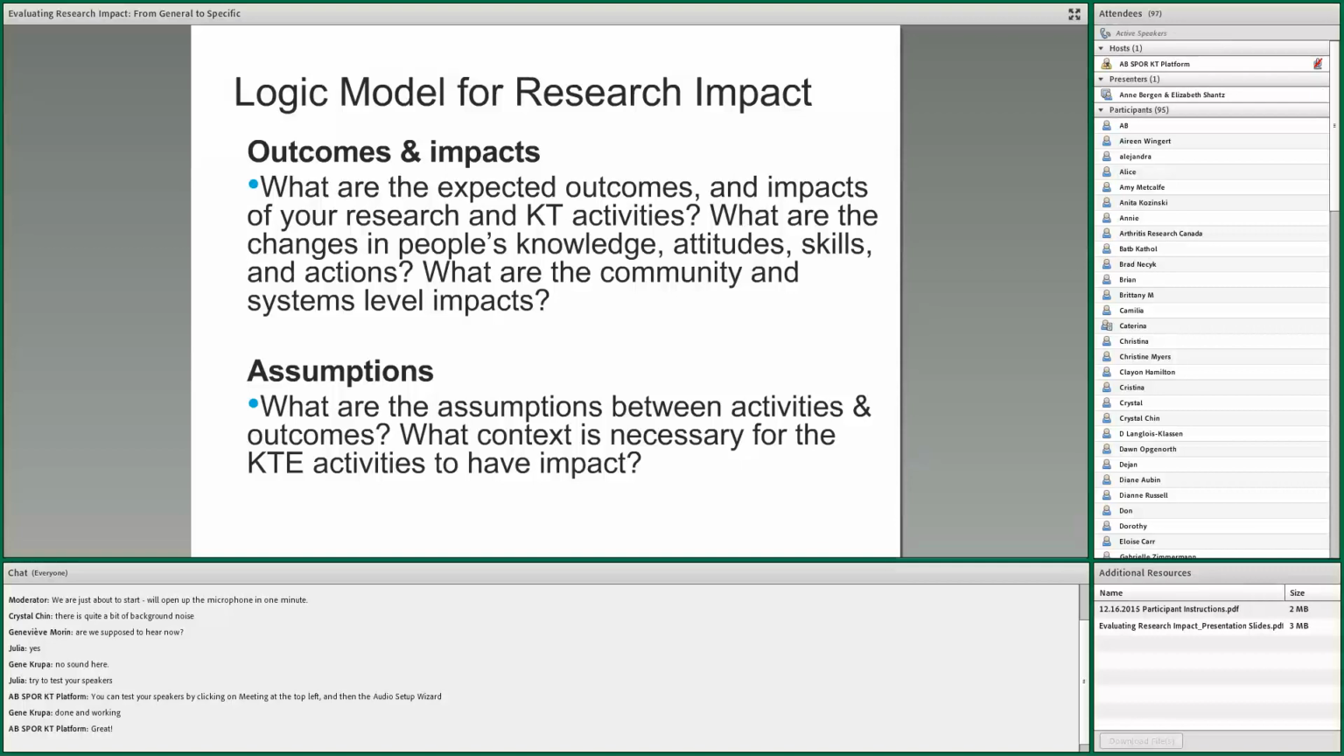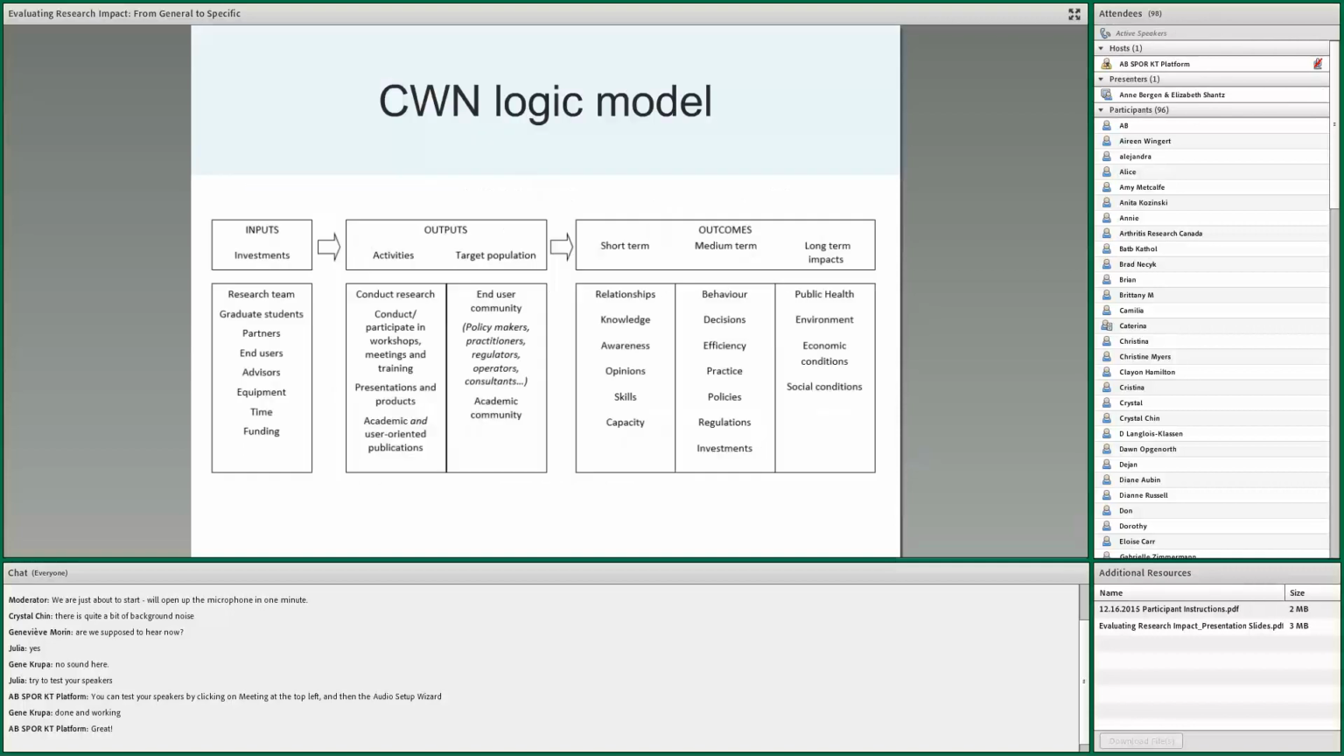So spelling out those assumptions that are necessary for impact is really important, because then sometimes when you don't find the impact or outcomes you were hoping for, it could be that those assumptions weren't in place. Well, nobody downloaded the report because the website was down, or there was not sufficient internet access, or it was a really horrible PDF document.